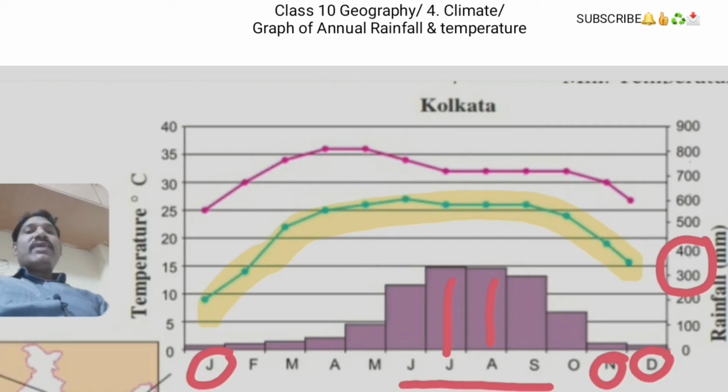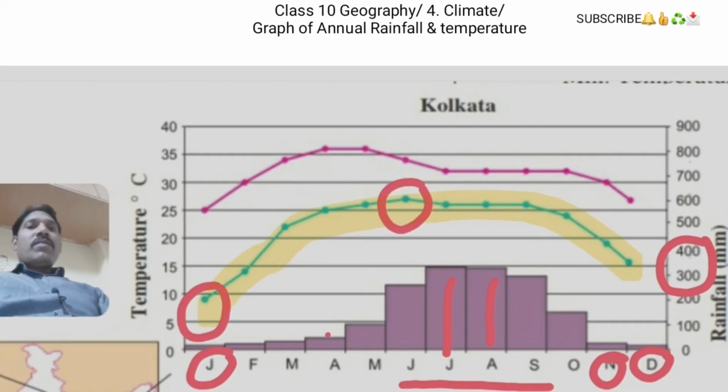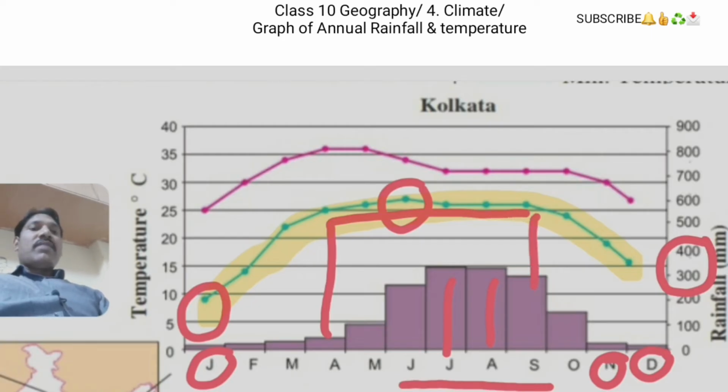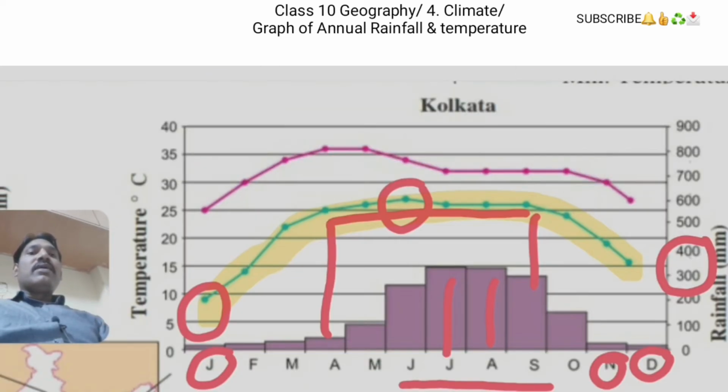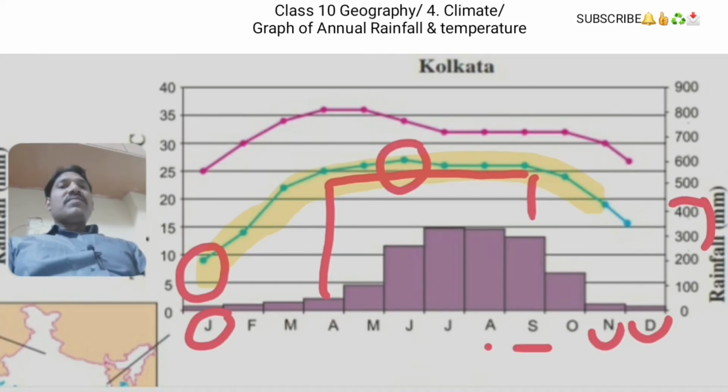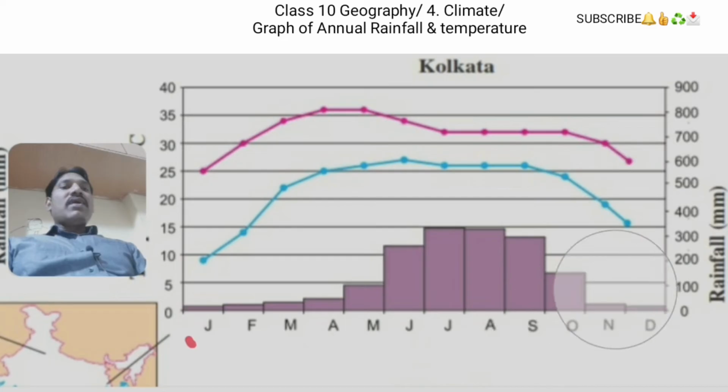Okay student, now let's try to understand the minimum temperature of Kolkata city. Here in January it is very low, between 5 to 10 degrees centigrade. From April it rises. Now here we can see consistency till September. It means that April, May, June, July, August, September we can see the same temperature here. Students have understood? Very good. So this is about the rainfall and temperature of Kolkata city.